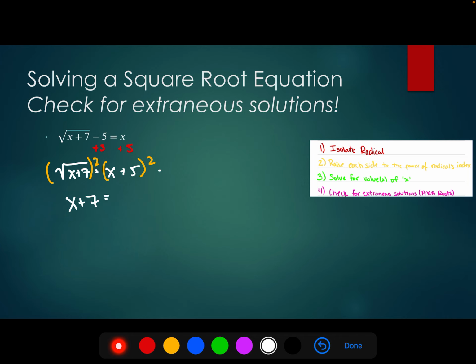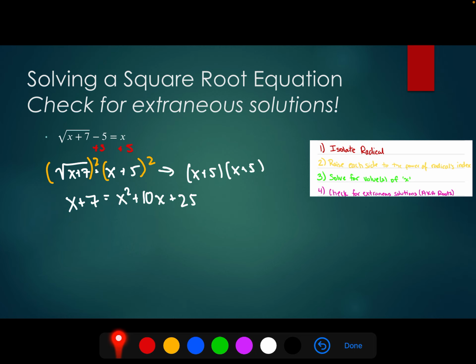All right, so that's the same thing as x plus 5 times x plus 5. And if you use your FOIL method to solve this, or you use the fact that we have the square of a binomial, and that's equal to a squared plus 2ab plus b squared, you would get that this expands out to x squared plus 10x plus 25. And now we have a quadratic equation that we can solve.